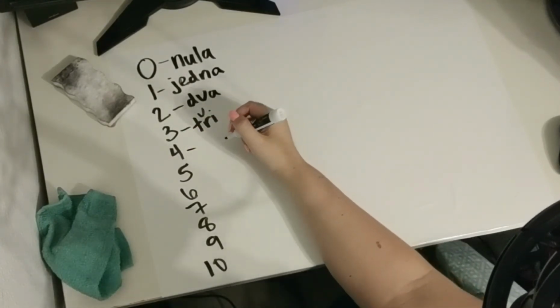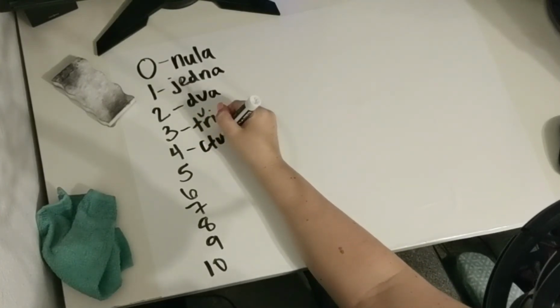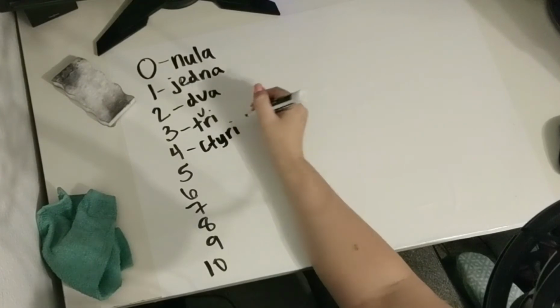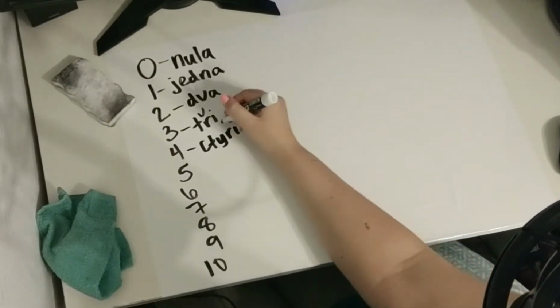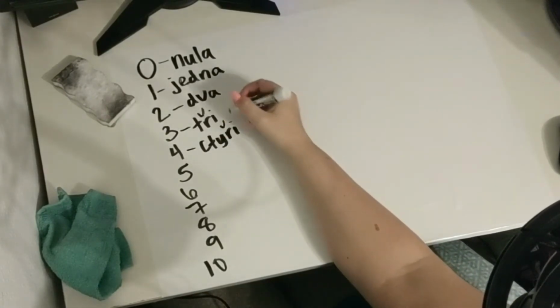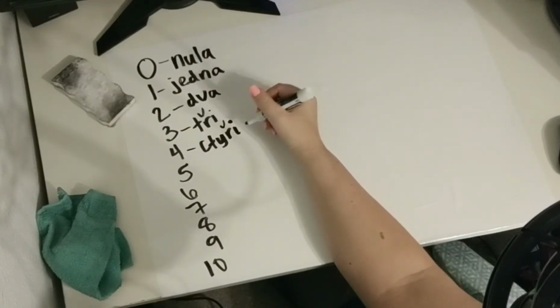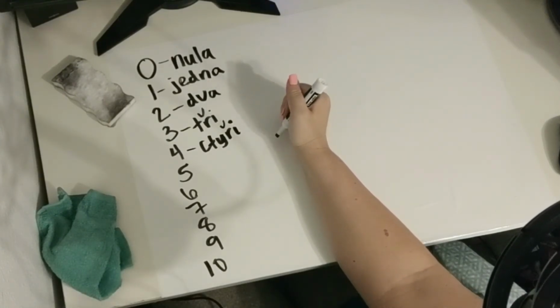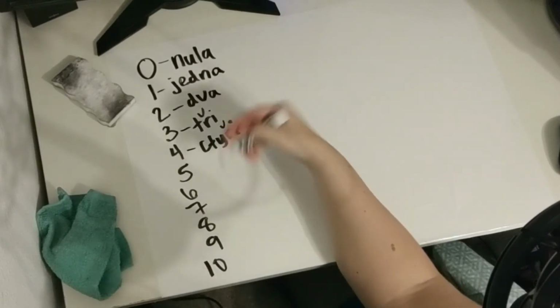Four is shterge. It's spelled like this. Now I know you're thinking, oh man, Czech numbers are really, really hard. These are very hard to pronounce. I have good news for you. The rest are very simple.